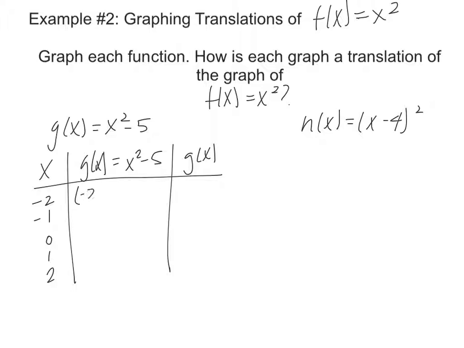So that would be -2 squared minus 5. -2 squared is 4, and 4 minus 5 is -1. -1 squared minus 5, that's 1 minus 5, which is -4.